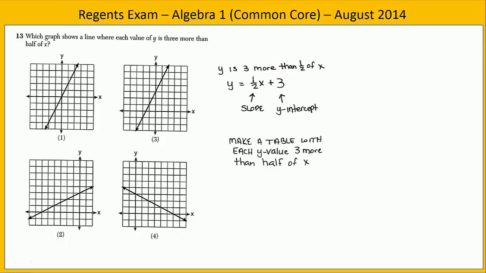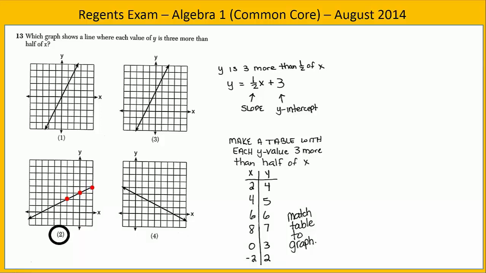Another way we could do this is we could create a table of values where each y value is 3 more than half of x. Pick a variety of numbers for x to be. Since we're going to take half of it, let's make them even numbers. We'll pick some positive numbers, 0, and we'll put a negative number in to see what happens. If we take each number and we cut it in half and we add 3, we get corresponding y values. Look at the graphs and identify which one matches the table. We notice that the points given are found on graph 2, and so again, choice 2 is the answer.